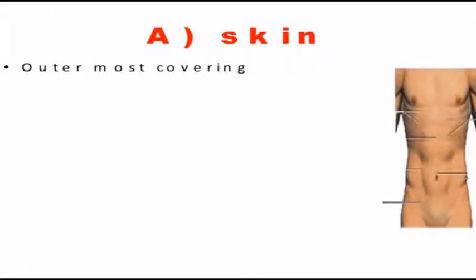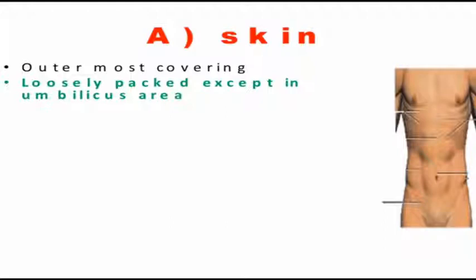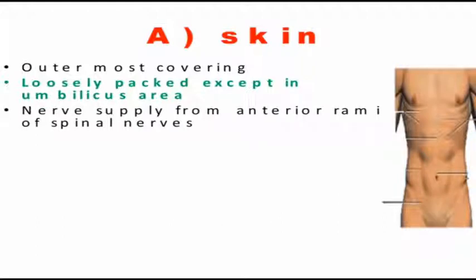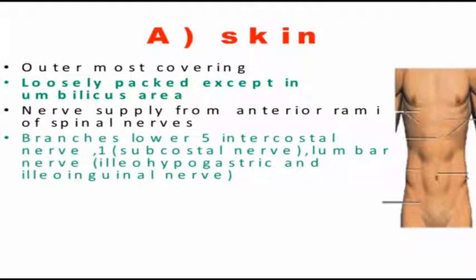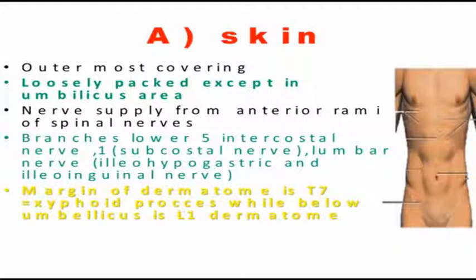So first of all we will discuss the skin. Skin is the outermost structure, which is loosely packed at the anterior side of the abdomen, except the umbilicus. The nerve supply of the skin is from the anterior rami of the spinal nerves, innervated by the lower 5 intercostal nerves, the subcostal nerve, and the lumbar nerves, which include the iliohypogastric and ilioinguinal nerves. When we talk about the innervation, the specific area of skin supplied by a specific nerve is also called a dermatome.